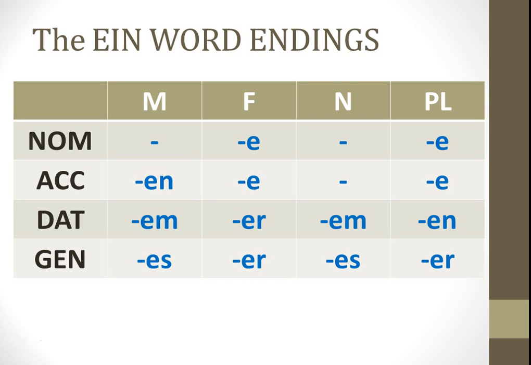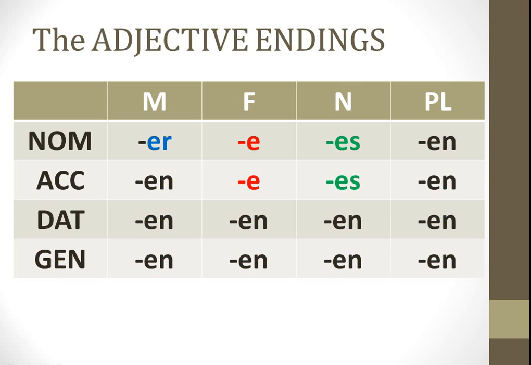So what are those EIN word endings? This may look familiar back from Intro to German, right? So the endings are blank, blank, blank, and so on. So we want to make sure that we remember that EIN words have specific endings that are rooted in grammar based on gender, masculine, feminine, neuter, or plural, and based on case, nominative, accusative, dative, or genitive. Well, so too are our adjective endings following EIN words.